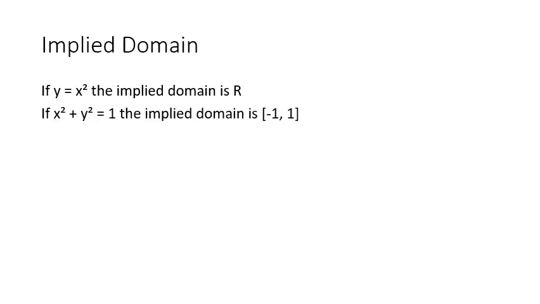The implied domain. When the rule for a relation is written and no domain is specified, it's understood that the domain taken is the largest for which the rule has meaning. So if we have y is equal to x squared, the implied domain is R, because x can be any real number. If we have x squared plus y squared is equal to 1, this is our equation for a circle where we know our center is (0, 0) and our radius is equal to 1. So if we go in 1 in each direction, we get (-1, 0), (1, 0), (0, 1), and (0, -1). So our lowest value is -1, and our highest value is 1. So that would be our implied domain.